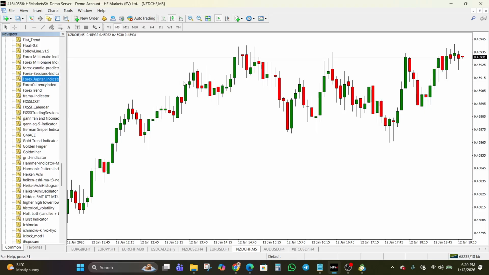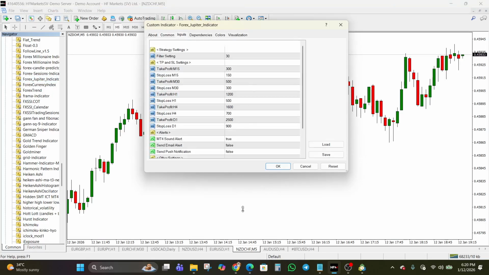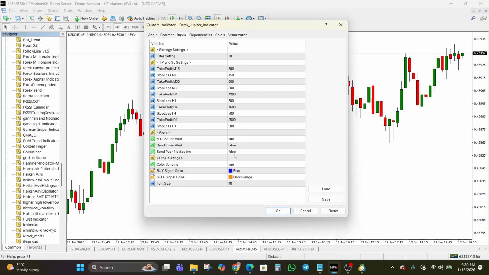So you just have to drag and drop to your chart. Ensure that the Allow DLL Imports box is checked. And then as for the input settings, you can see all the customizable settings here. You can modify them according to your taste.